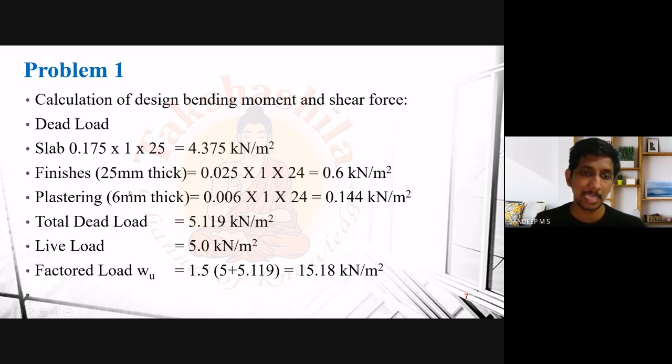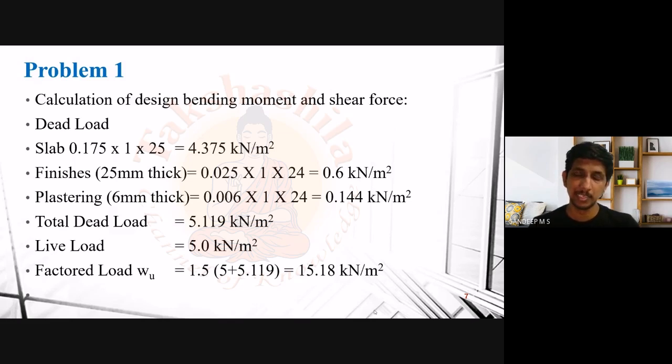Now they will calculate the total dead load as the sum of all these three quantities, and it is obtained as 4.375 plus 0.6 plus 0.144, which is coming around 5.119 kilonewton per meter square. Okay, this is the total dead load. And in the question, it is mentioned that we have a live load of 5 kilonewton per meter square. Therefore, the total factored load or the total design load will be 1.5 into this live load plus this dead load. That will come around 15.18 kilonewton per meter square. Is there any doubt in any of the portion which we have discussed till now?